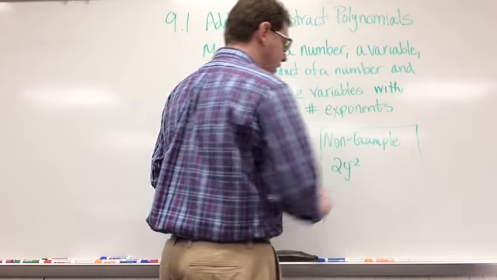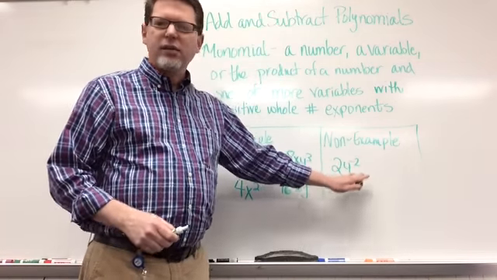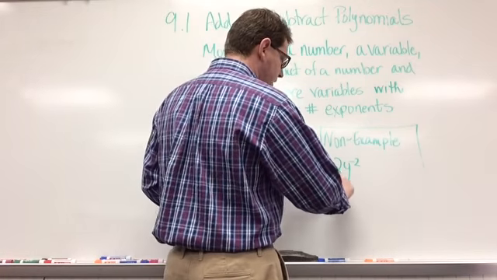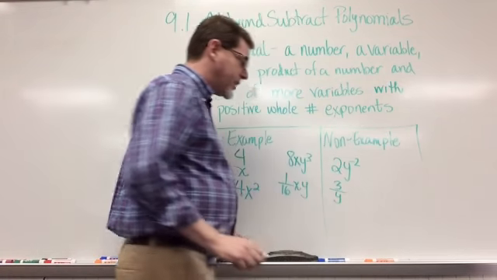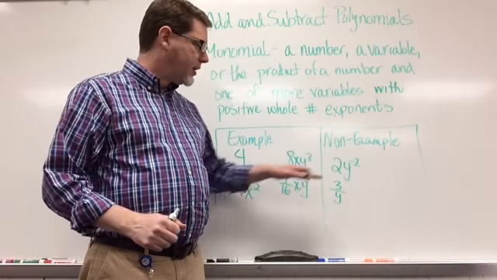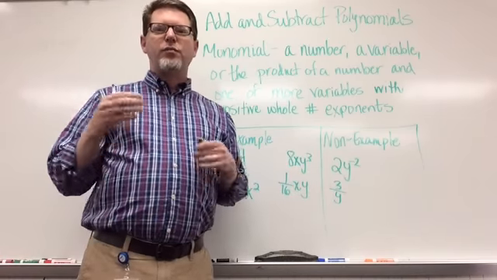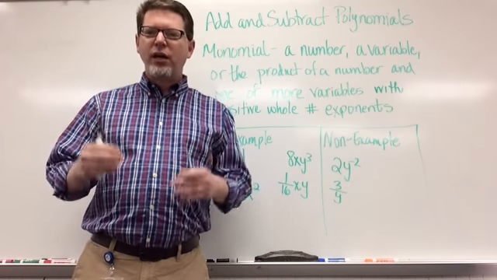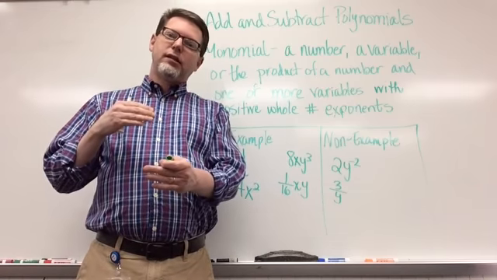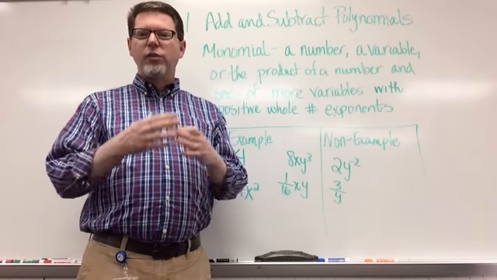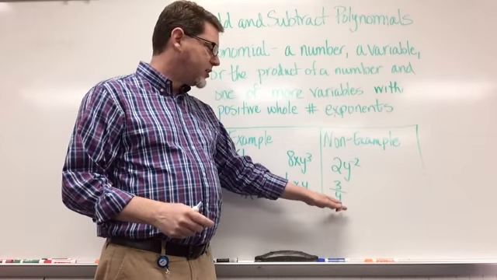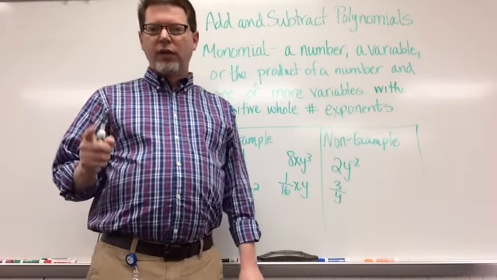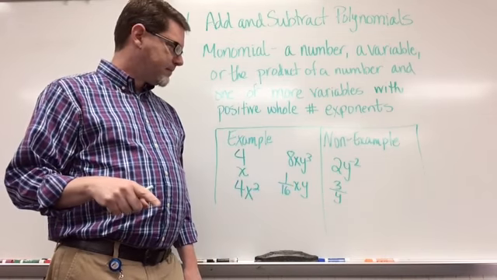2y to the negative second. That's not because the negative 2 is not positive. It also can't be 3 over y because that's not a product of a number and a variable. That's the product of a number and a variable under 1. So it really doesn't work. The variables have to be in the numerator. We can't have them in the denominator.